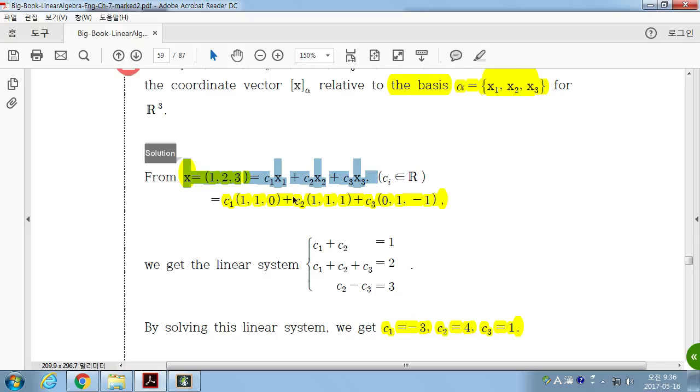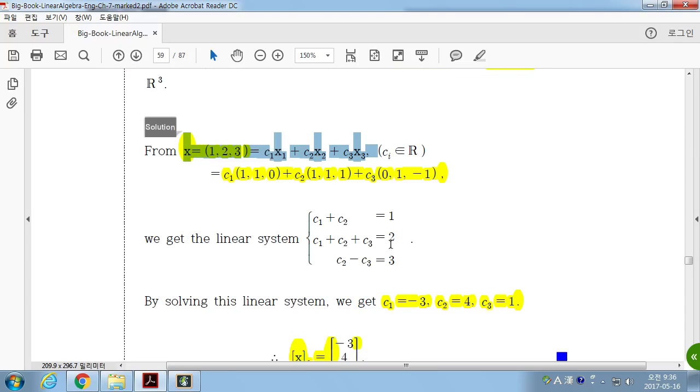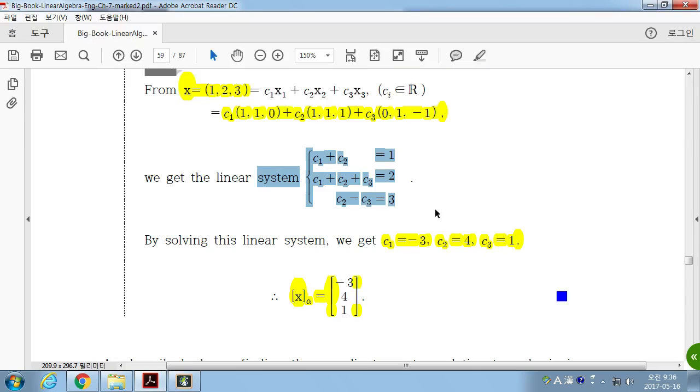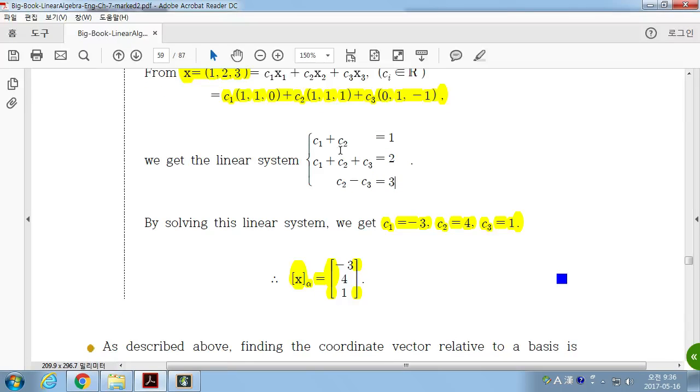So solve this linear system of equations. (1, 2, 3) is the same as this combination. The first component gives c1 plus c2 equals 1, the second gives c1 plus c2 plus c3 equals 2, and the third gives c2 minus c3 equals 3. So we have a linear system of equations like this. You can solve it easily, by hand or by any code that you can use. From here we can easily find c1, c2, and c3.